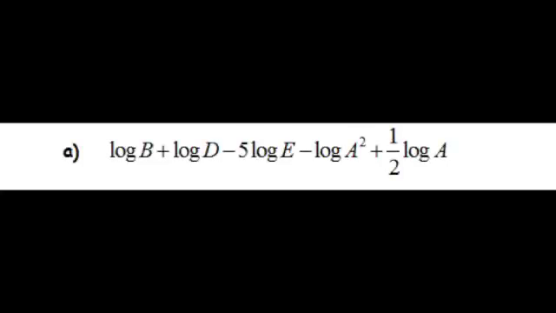Write each of the following as a single logarithm. The common log of b plus the common log of d minus 5 times the common log of e minus 5 times the common log of a squared plus 1/2 the common log of a.